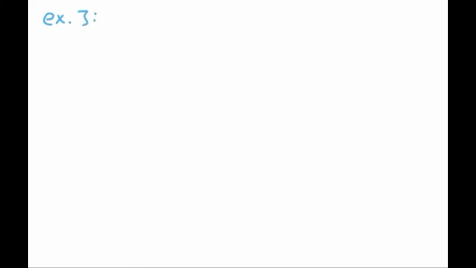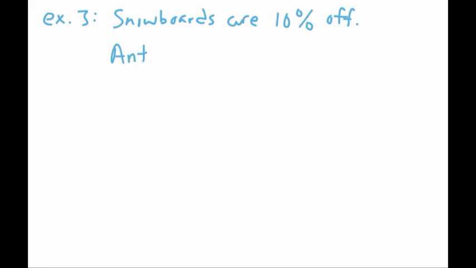So example 3, I was looking online, and Burton snowboards are now 10% off now that we're partway through the season. So snowboards are 10% off. And they had one, I don't know if I'm saying this right, but the Antler Blem is right now $584.95. And the question is, what's the original price?